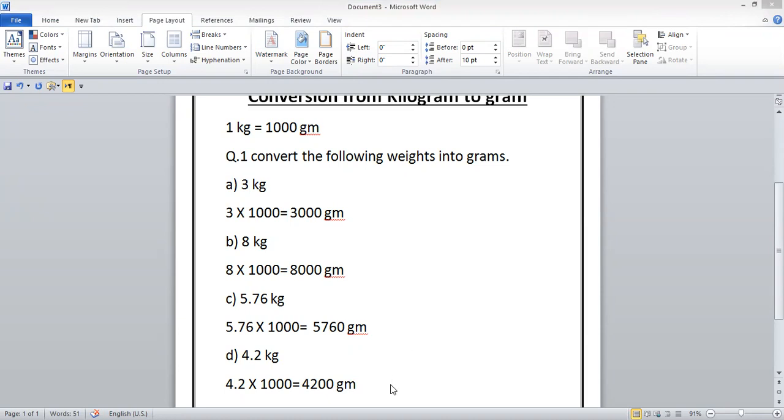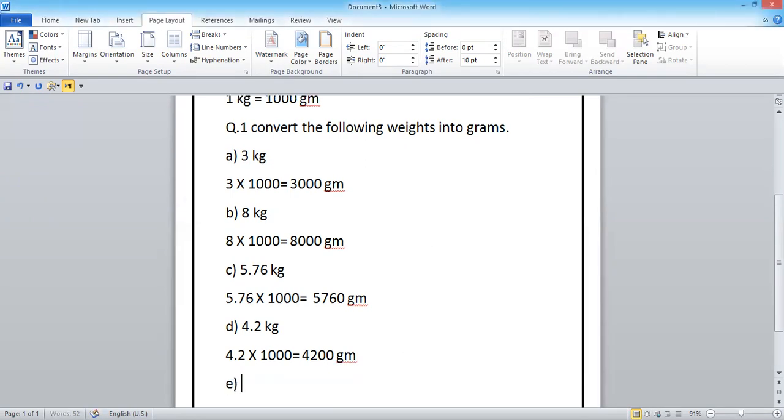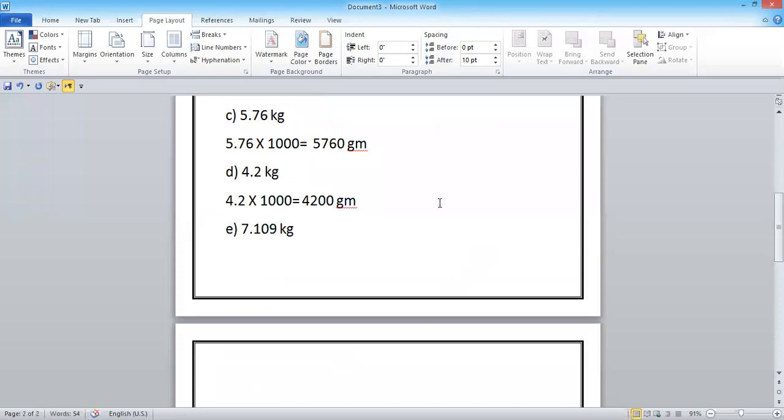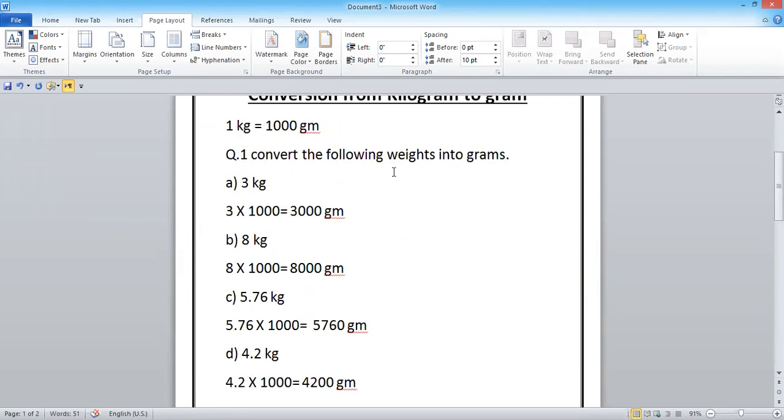That's very good. Okay. Now I will write E. E is 7.109. Okay, leave it, guys. Our class time is finished. We'll complete from E, inshallah, in the next class.